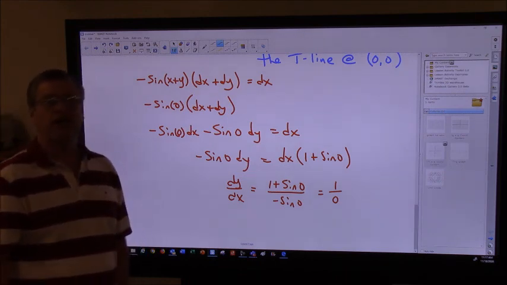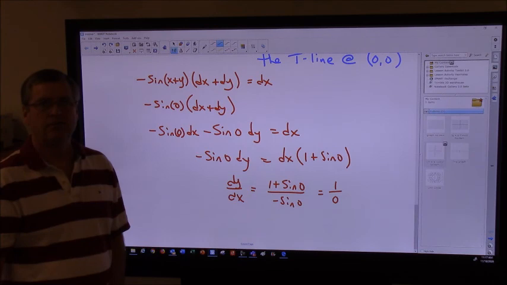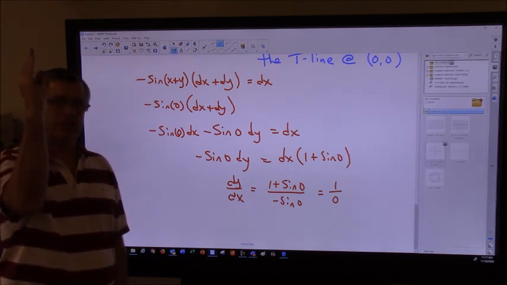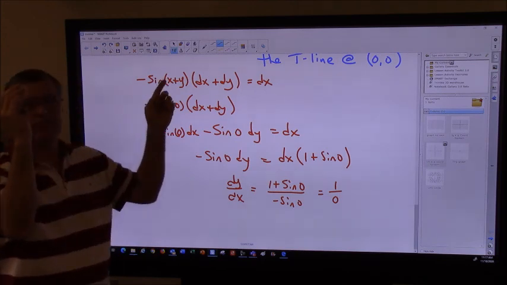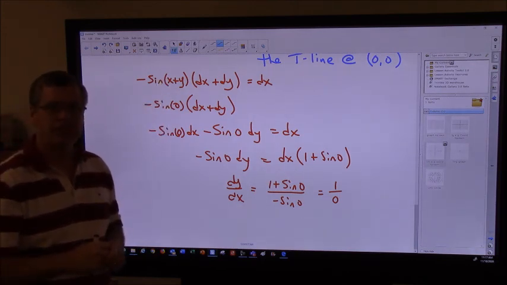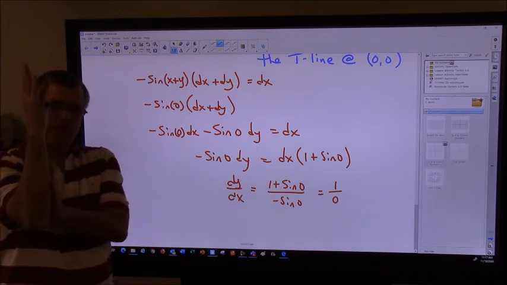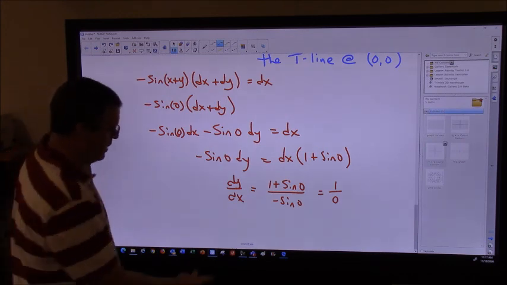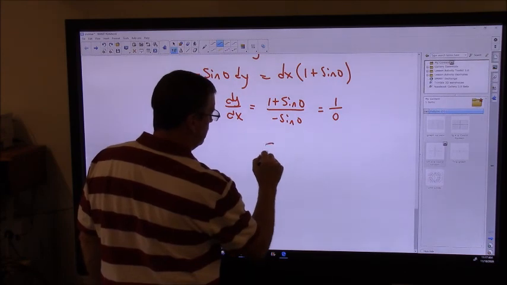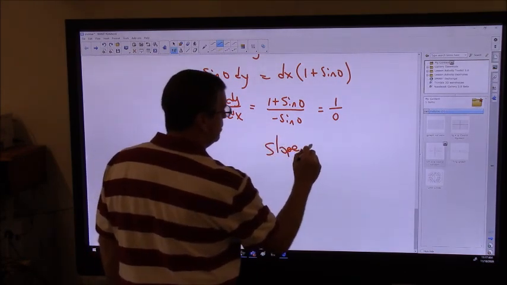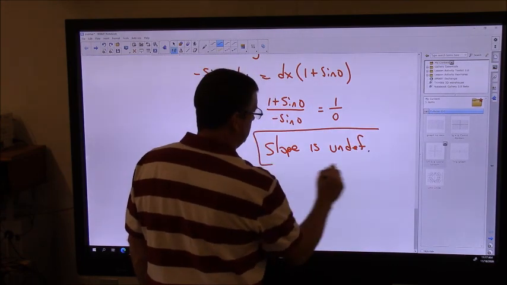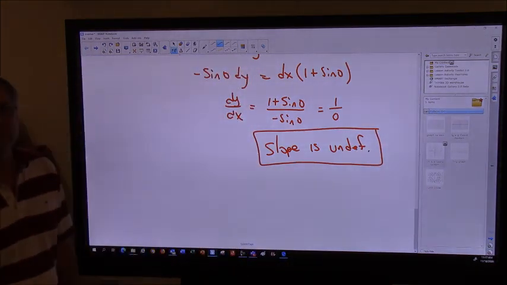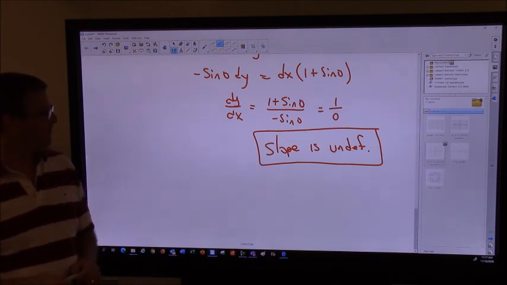That means our slope is undefined at that point. There must be a vertical tangent line. Not sure exactly how that happens, but I don't really know what that graph looks like either of that original function. But we're getting a vertical tangent, and so the slope is undefined. And so I would just say that. Slope is undefined. Okay? All right. That's what we have for today.